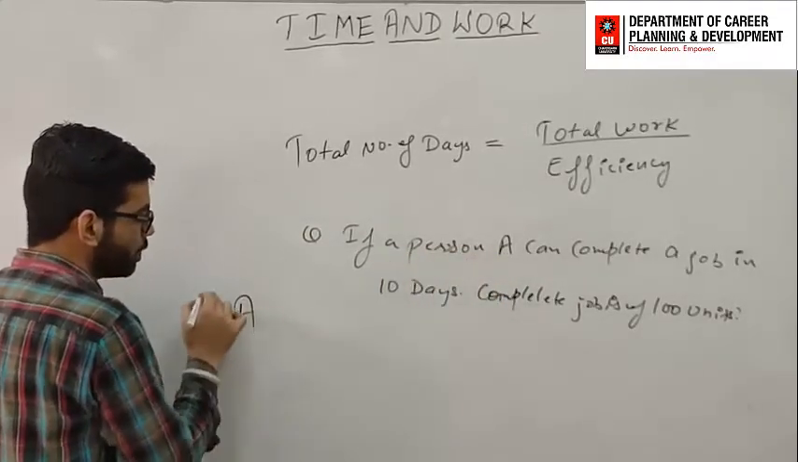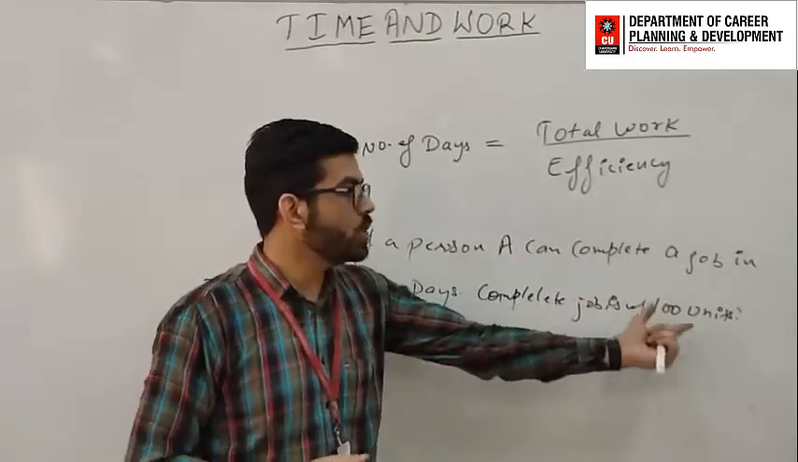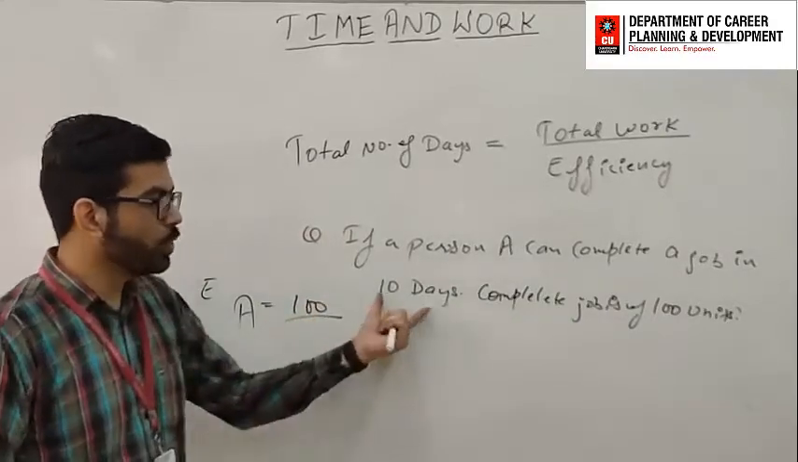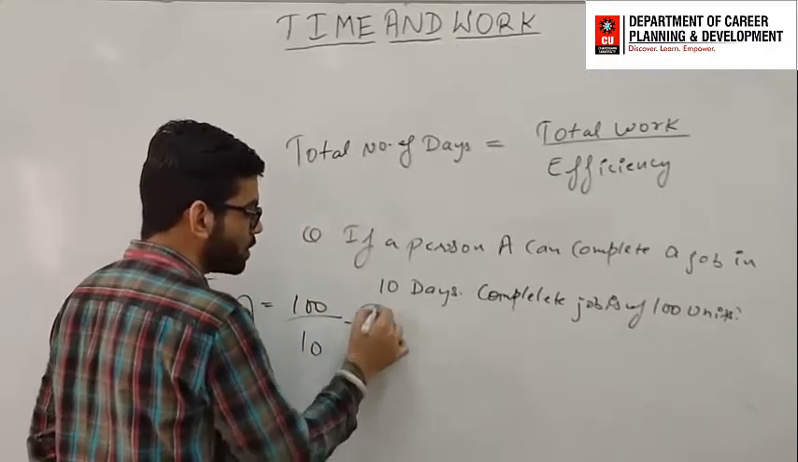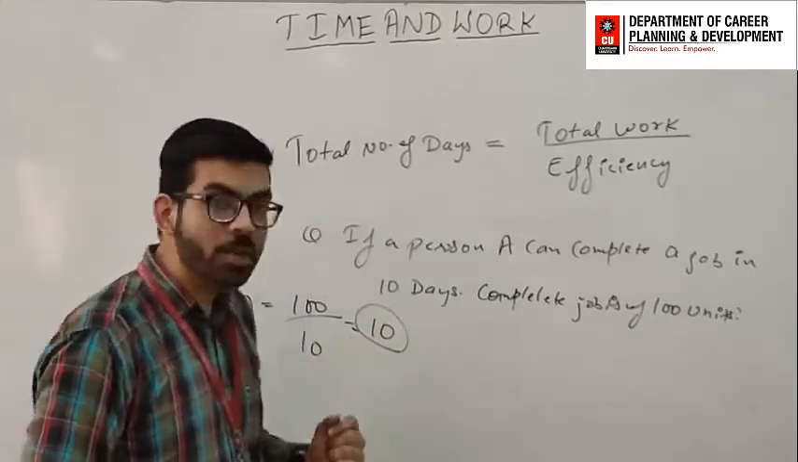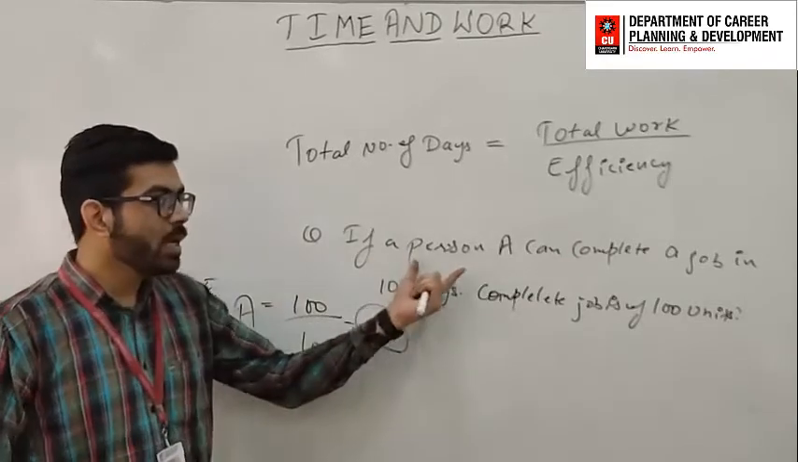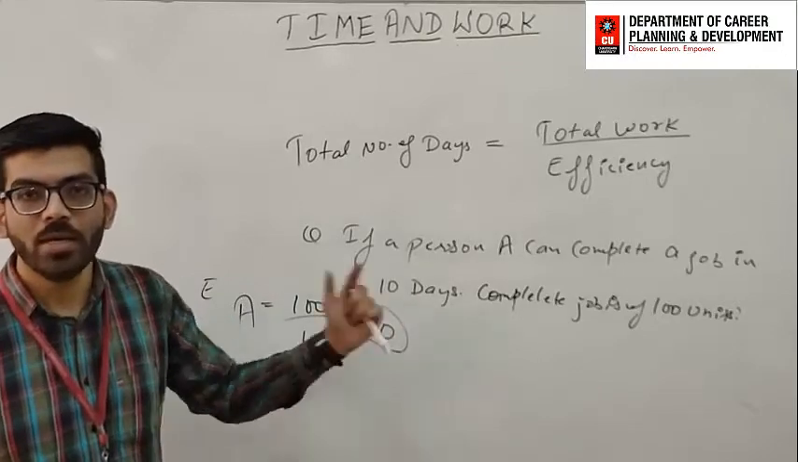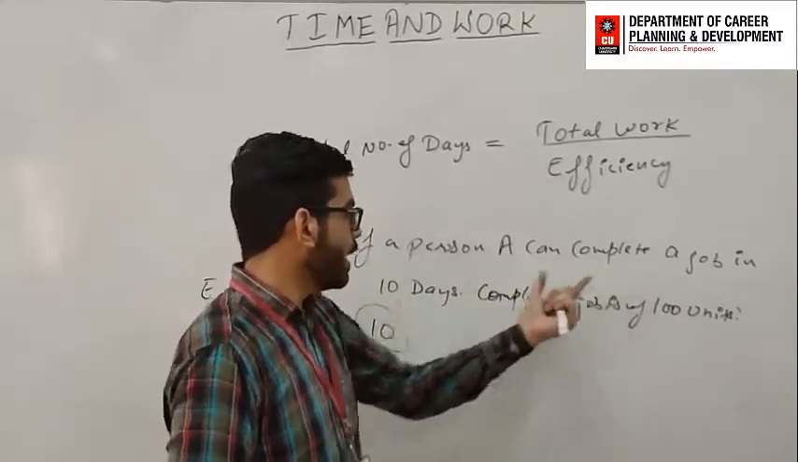Efficiency of A, EA, comes out to be the total work, which is taken as 100 units, divided by the total number of days. The total number of days is 10, so the efficiency comes out to be 10. What does this 10 represent? This 10 represents that A can do 10 units of work in one day. A can do 10 units of work per day, so in 10 days A completes the job.